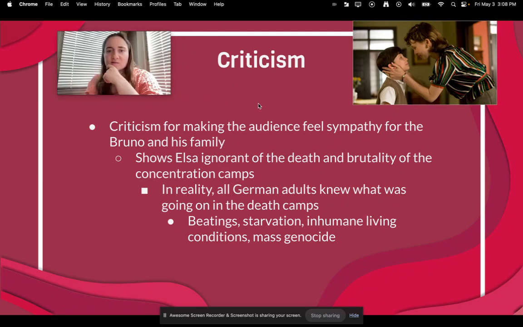There's also criticism for making the audience feel sympathy for other aspects of Bruno and his family, like showing how Elsa is really ignorant of the death and brutality of the concentration camp. She's really shocked about it, but in reality, all German adults knew what was going on in the death camps. So things like beating, starvation, inhumane living conditions, mass genocide. It was kind of a hush topic, but every adult knew what was going on in those camps.